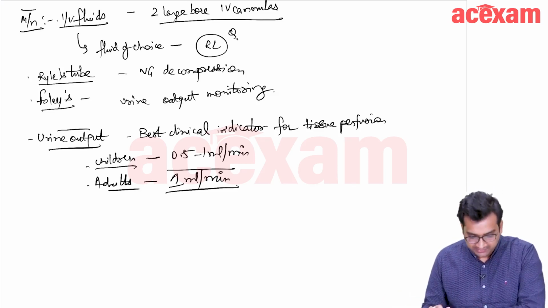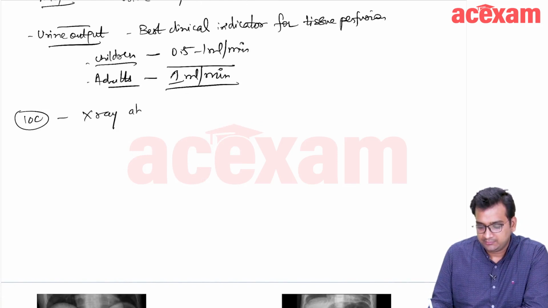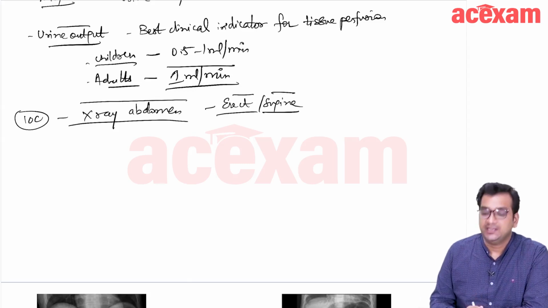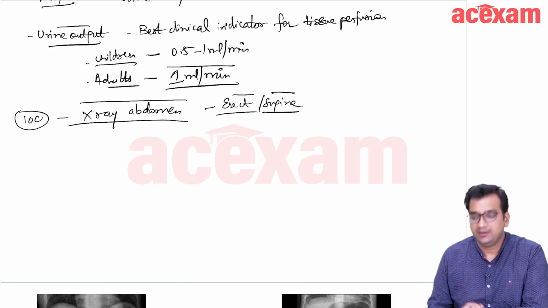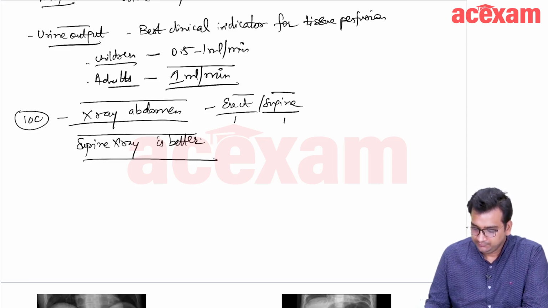Now we have got the investigations done. The investigation of choice is X-ray abdomen. We generally send the patient for X-ray abdomen erect and supine. If the patient is very sick, then the erect X-ray is difficult to obtain. Among these two, the supine X-ray is better than the erect.